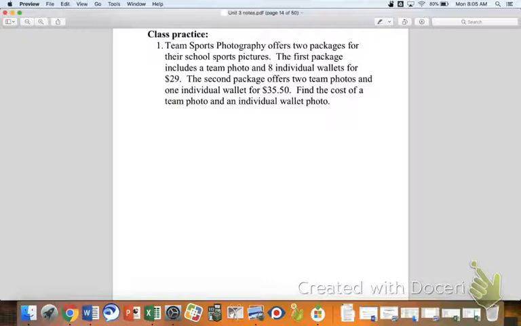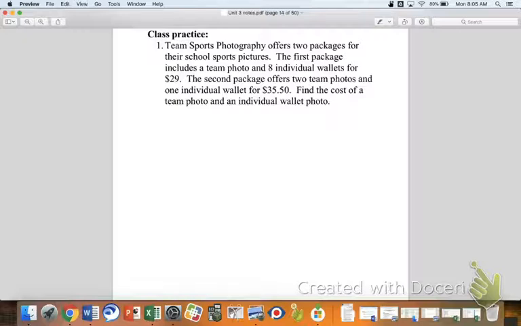So in the olden days, they used to offer these wallet-sized photos. And a small little photo you stick in your wallet so that when you open your wallet, you can see your happy little child, cousin, nephew, niece, friend, whoever, right? Anyways, second package offers 2 team photos and 1 individual wallet for $35.50. Find the cost of a team photo and an individual wallet photo.